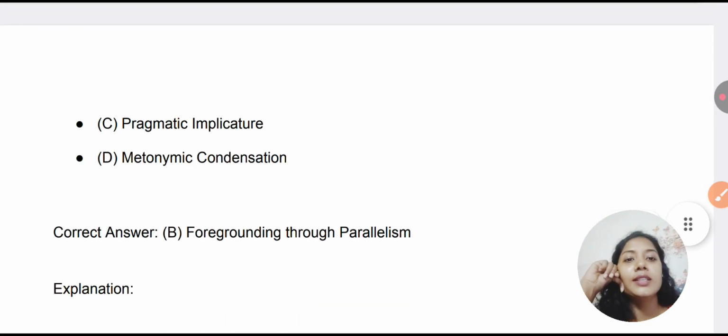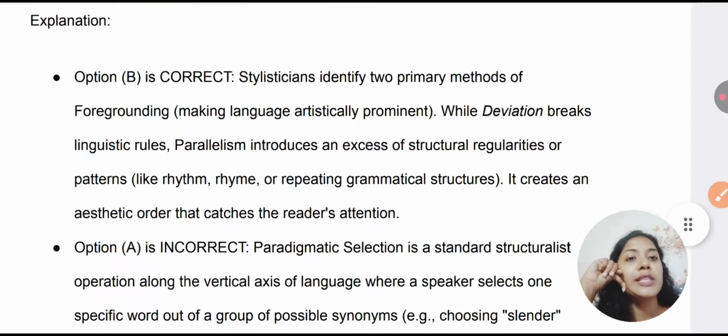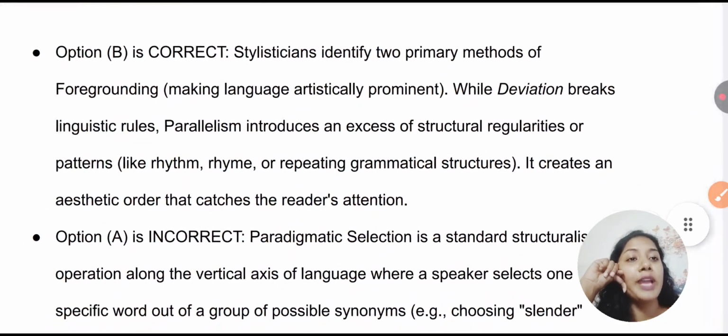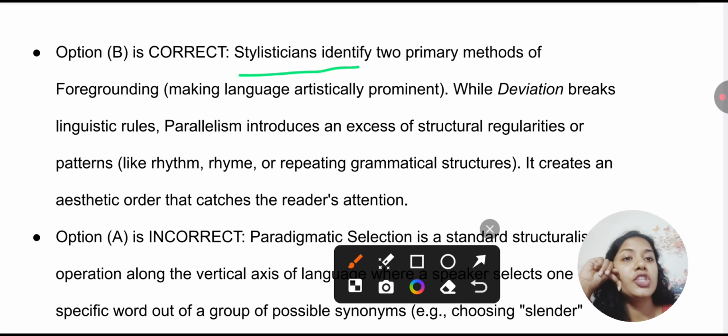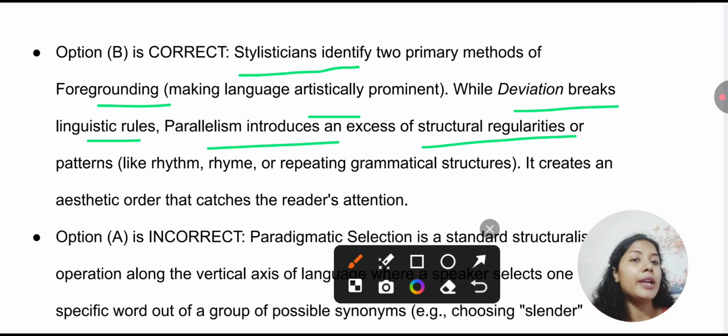So the correct answer is option B, foregrounding through parallelism. Stylisticians identified two primary methods, remember. The first one, foregrounding, that is making language artistically prominent, while deviation breaks linguistic rules. Okay, parallelism introduces an excess of structural regularities or patterns following rhythm, rhyme, or repeating grammatical structure. So it creates an aesthetic order that catches the reader's attention.